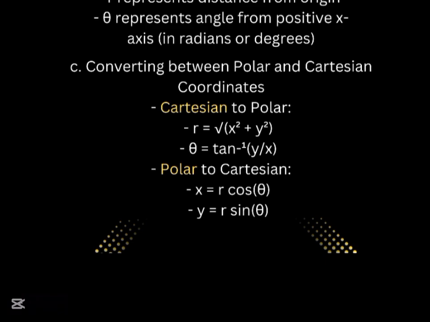Remember, it's represented as (r, theta). r is the square root of the magnitude of x squared plus y squared. And your theta, from all we've been saying, is always the tan inverse of y over x.